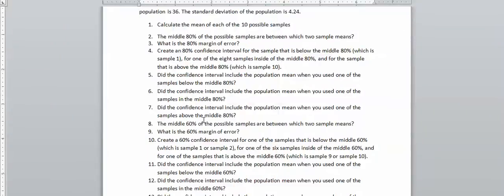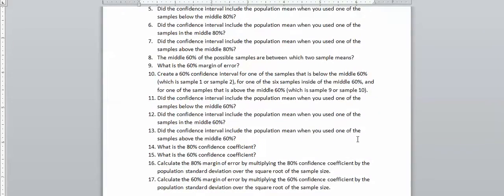So let's look at questions 11 to 13. Did the confidence interval include the population mean when you used one of the samples below the middle 60%? No. Yes for 12, and no for 13. So just like before, it's yes, no, yes.